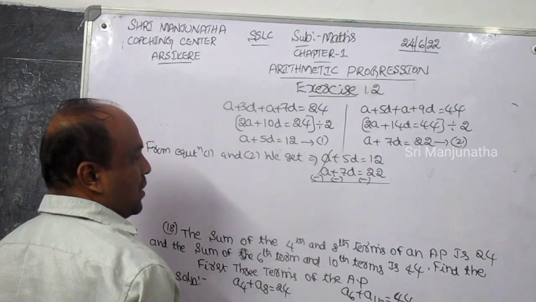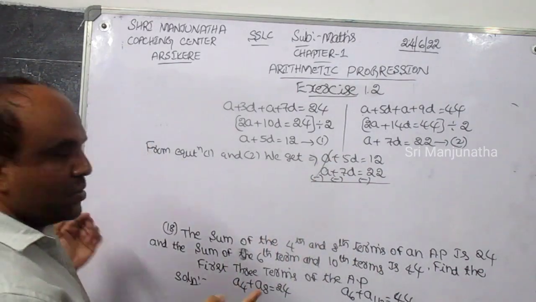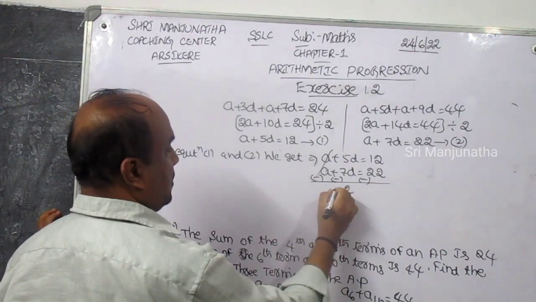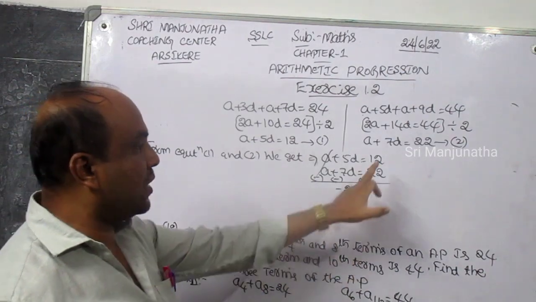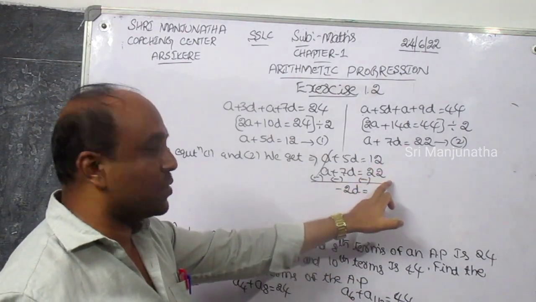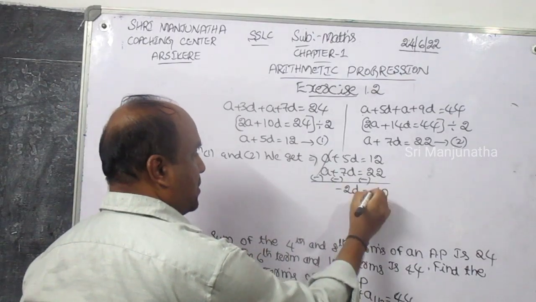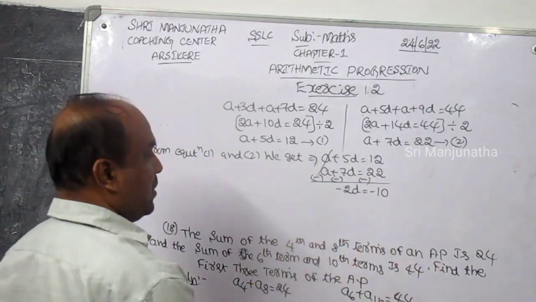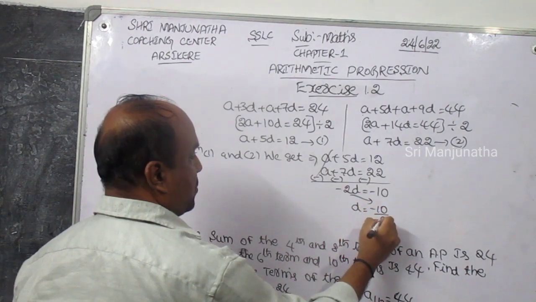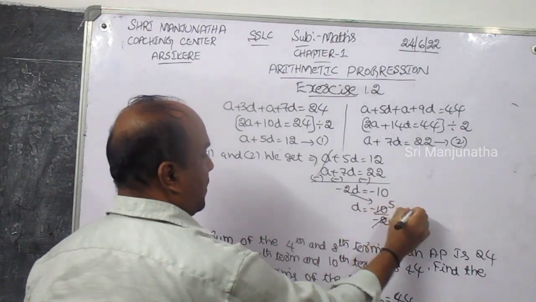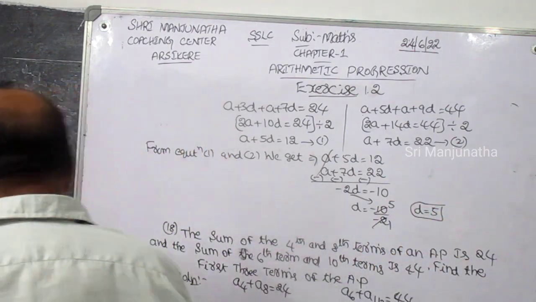A cancels. 5 minus 7 is not possible. 7 minus 5 is 2. The bigger number's sign is minus. Minus 2D is equal to, here also on the right hand side, 12 minus 22 is not possible. 22 minus 12 is 10. The bigger number's sign here is also minus. Cross multiply this. What happens? D is equal to minus 10 by minus 2. The value of D is how much? 5. Okay, next.